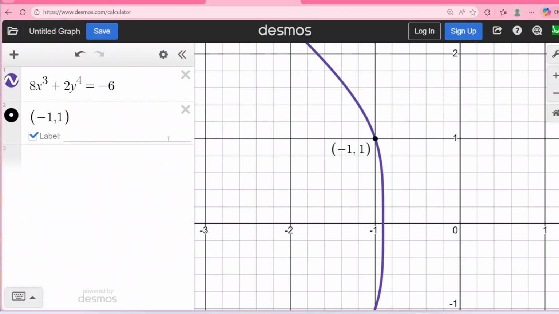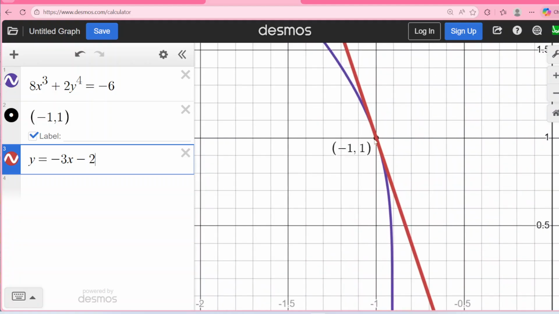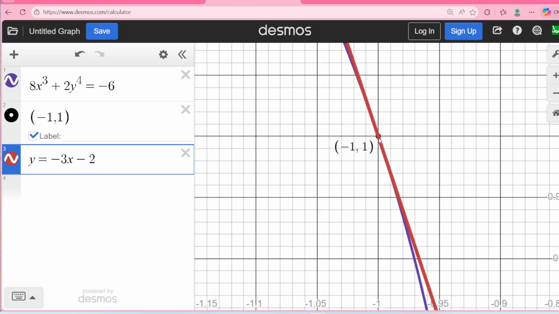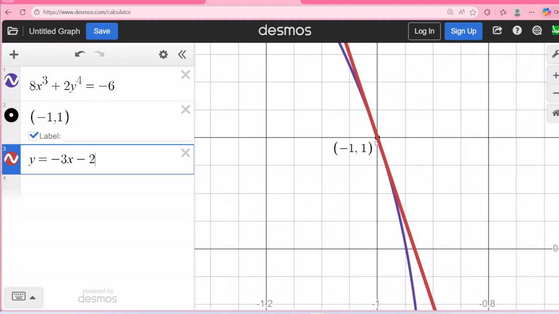I'll put that in Desmos here. y equals -3x minus 2. And hopefully you can see this red line that just popped up is tangent to the curve we were given at this moment, right? As you zoom in closer and closer, that red line and purple curve get to the point where they're basically right on top of each other because they're pointing in the same direction at point -1, 1. So that's definitely a good tangent line.